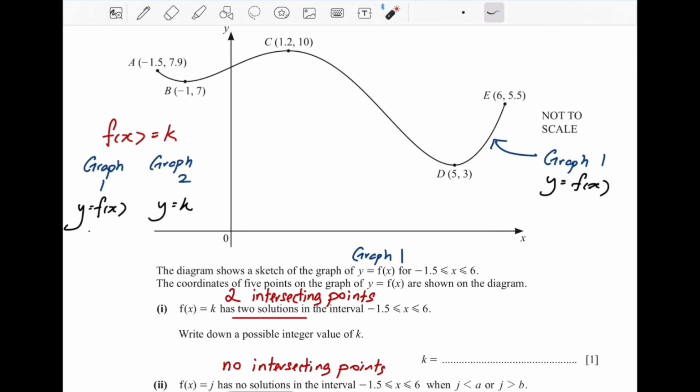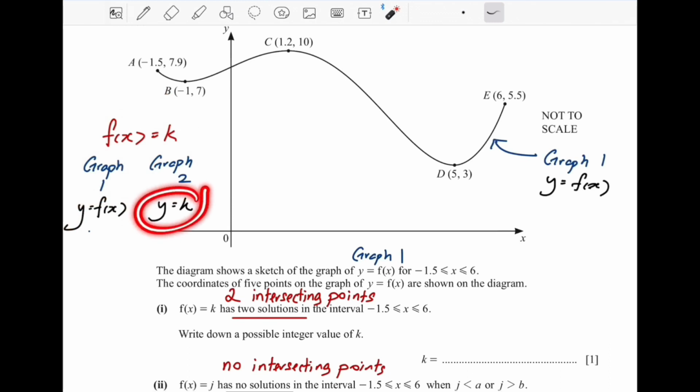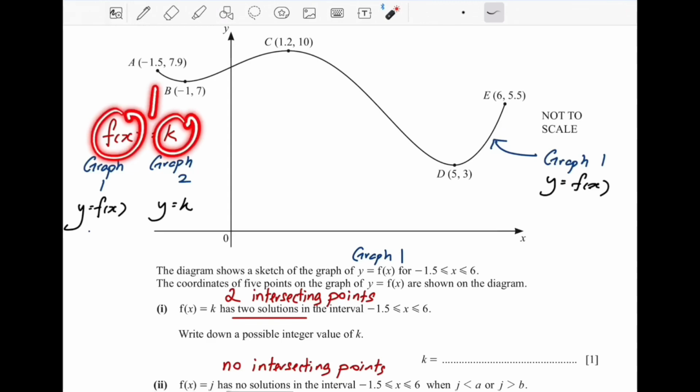The second thing is, look at question 1, part 1, f(x) equals k. For f(x) equals k, I want you to know that f(x) here stands for graph 1 with the equation y equals f(x). When it equals k, k is another graph known as graph 2 with equation y equals k. So this is graph 1 equals graph 2. When you do that, it's solving simultaneous equations, finding points of intersection.